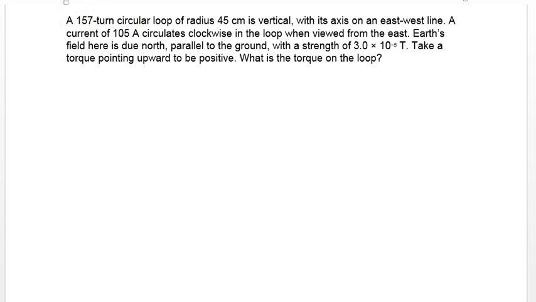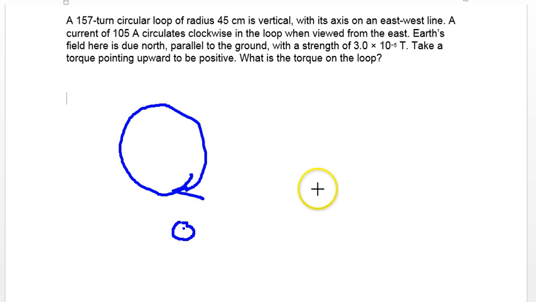Okay, so we have this circular loop of radius 45 centimeters. It's got 157 turns in it, and it's vertical with its axis along the east-west line. So if we imagine east is coming out of the screen at us, right? And this thing has a clockwise current on it when viewed from the east, right?